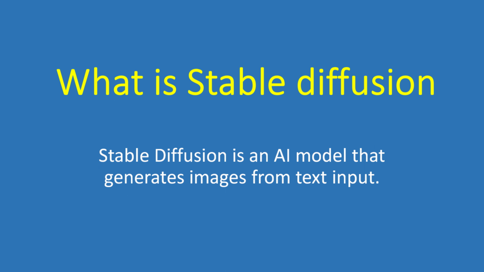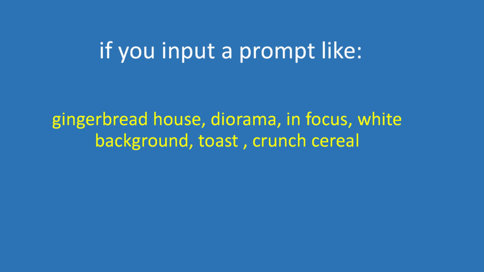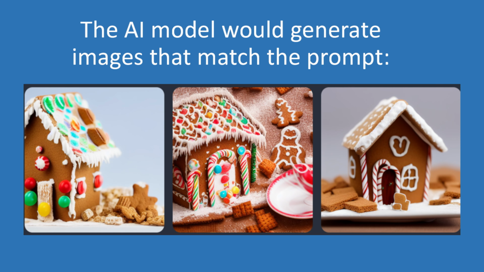What is Stable Diffusion? Stable Diffusion is an AI model that generates images from text input. For example, if you want to generate images of a gingerbread house, you use a prompt like gingerbread house, diorama, in focus, white background, toast, crunch cereal. The AI model would generate images that match the prompt.